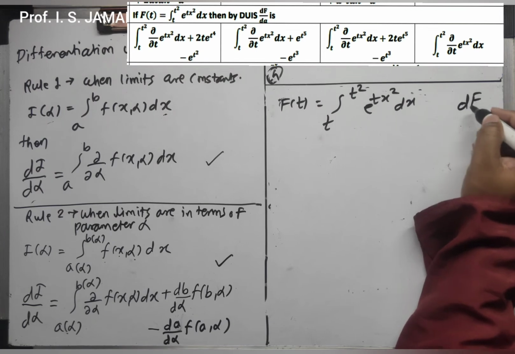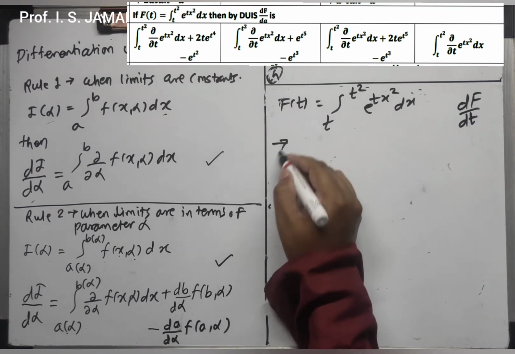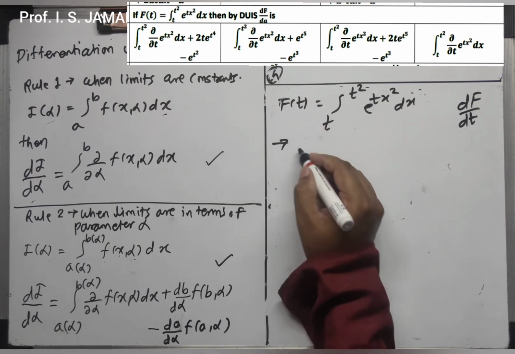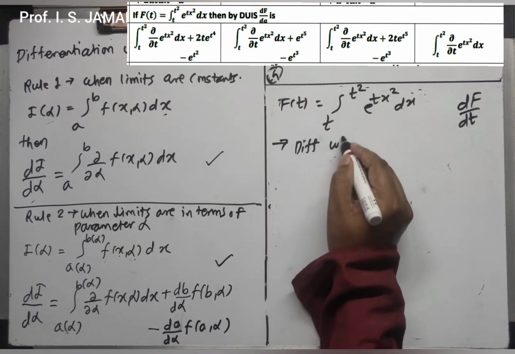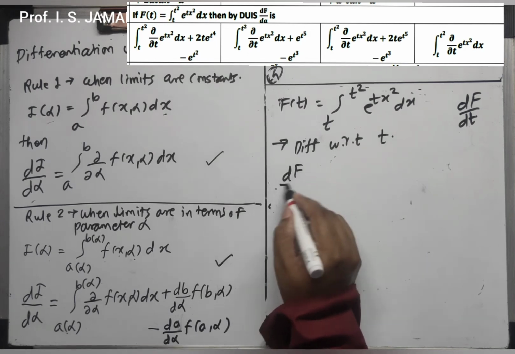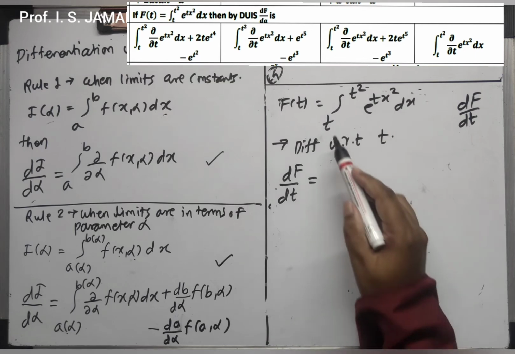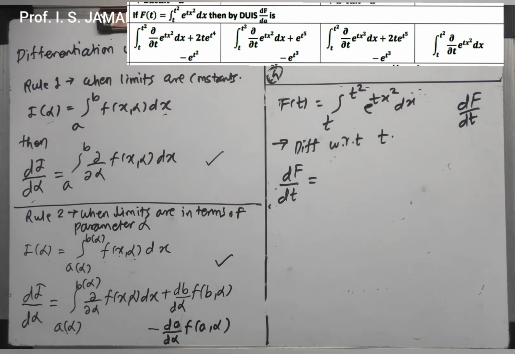Okay, there must be a correction. Instead of df by dA, it must be df by dt. So the parameter is t. Differentiate with respect to t. Now df by dt will be equal to, you can see that the limits are not constant, the limits are in terms of the parameter, which means we have to use rule number 2.